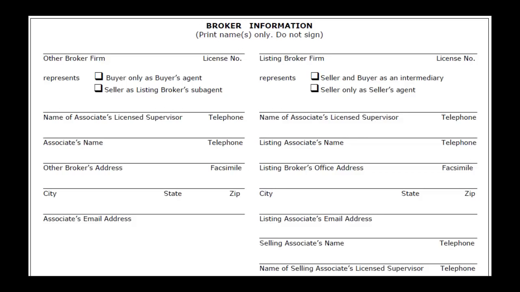Here's page 9. What we have here is the area for each real estate agent, each real estate agent's firm to put their information. Other broker firm would be the buyer agent in his company or her company, their license number, and you would just select the appropriate box here.